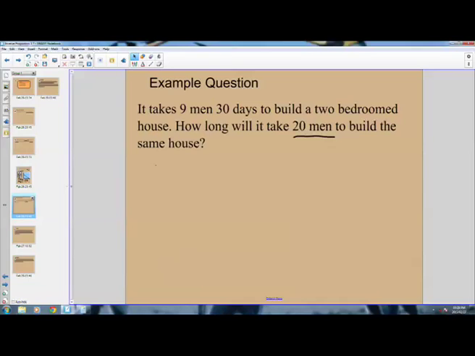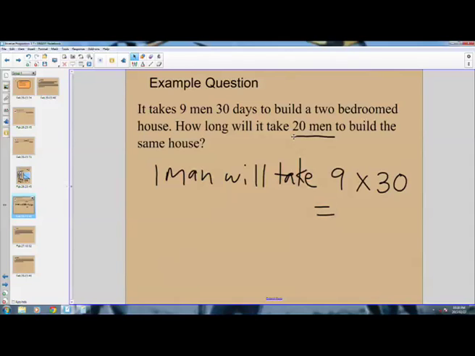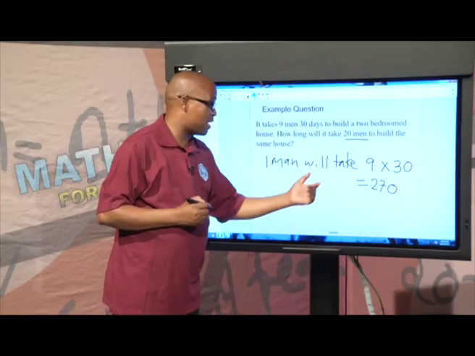Now, we need to start by saying one man will take 9 times 30 days. So this is the time one man will take, and this gives us 9 times 30, which is 270. So one man will take 270 days. But the question says, how long will it take 20 men? So we are saying here, this is the time that will be taken by one man. Now what about 20 men?